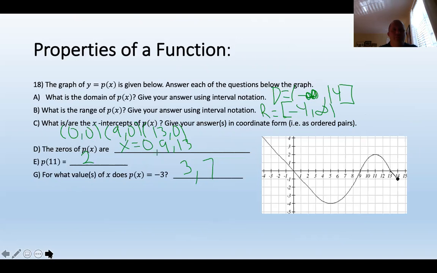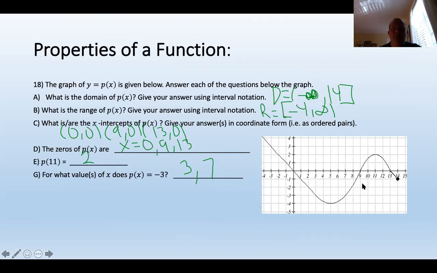The last problem states that the graph of y equals p of x is given below. Answer each of the following questions from below the graph. A, what is the domain of p of x? Give your answer using interval notation. So we have the graph, and the domain is basically found by looking at the farthest left that the graph goes to the farthest right that the graph goes.